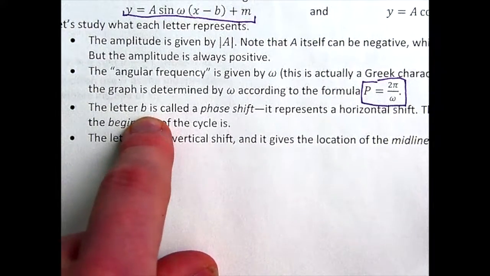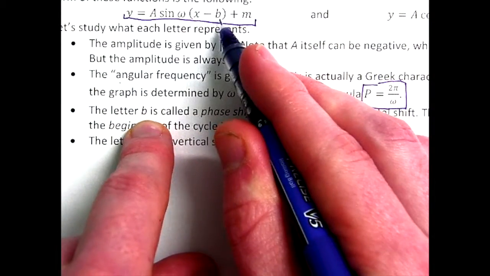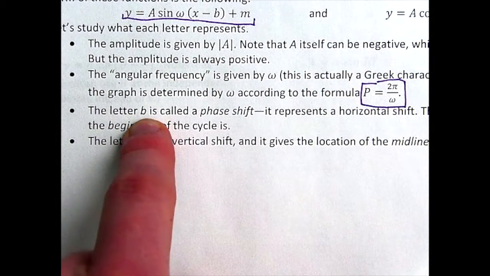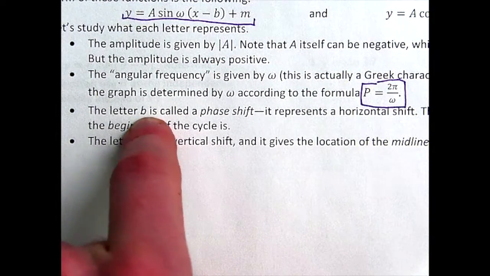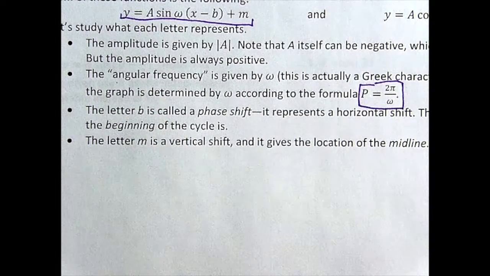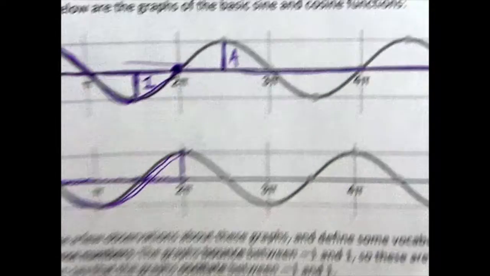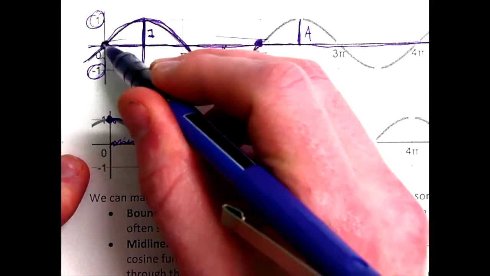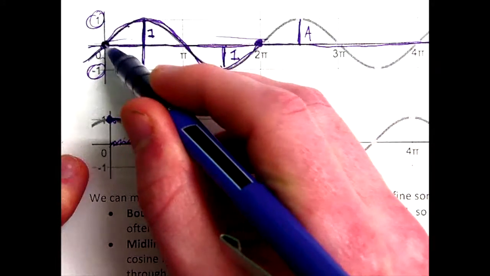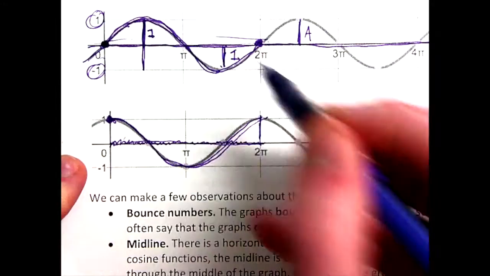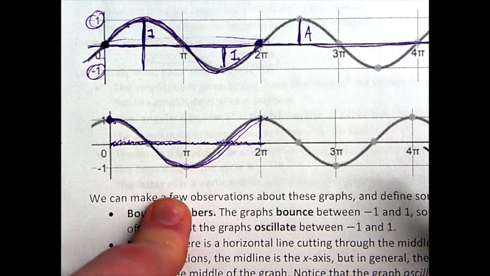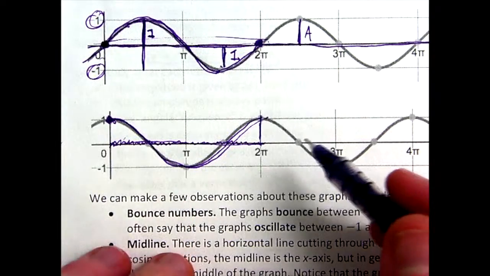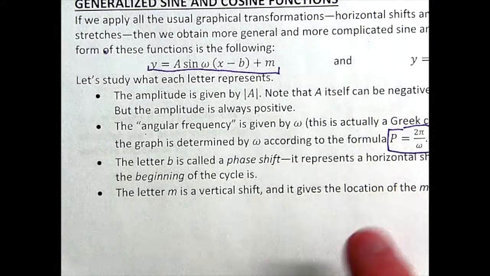B is sometimes called a phase shift. So this number right here is basically a horizontal translation, a horizontal shift. And really what it affects is the beginning of the cycle. Now, in the basic sine and cosine functions, there is no B, or B is 0, because the graph begins at 0. Here's the cycle, and it begins at 0. But as we'll see moving forward, if you have a graph whose cycle doesn't begin at 0, it begins at something else, then that will determine B.